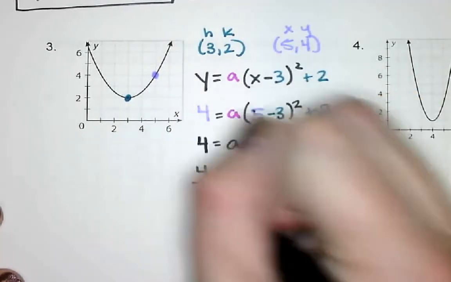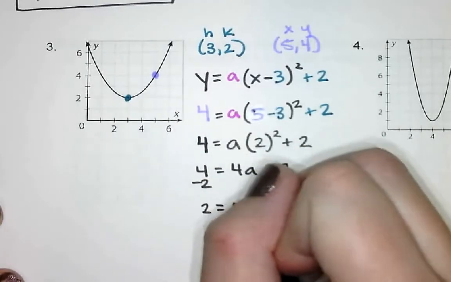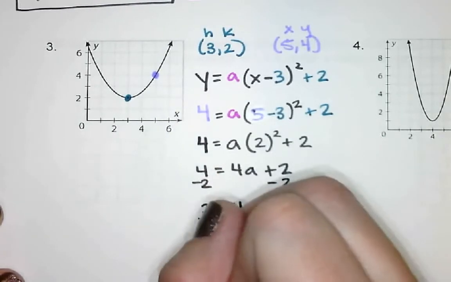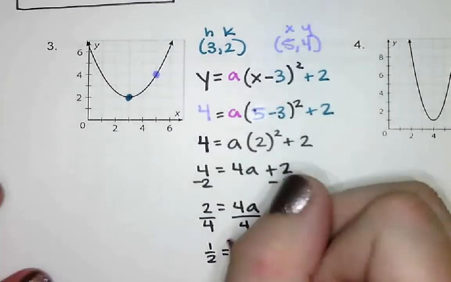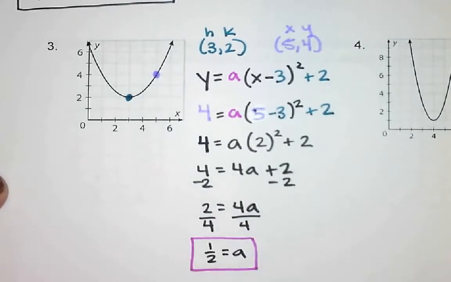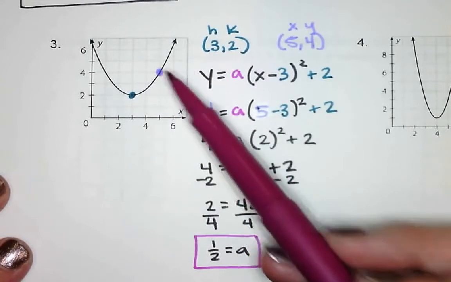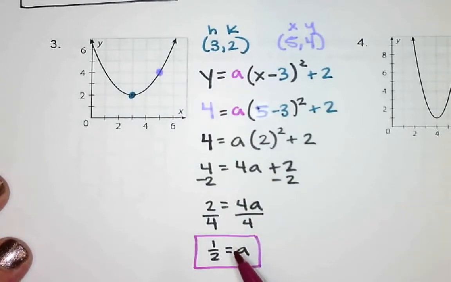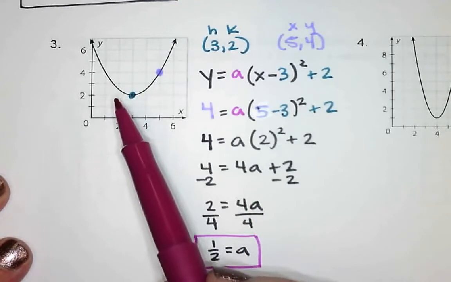So 2 is equal to 4a. Divide both sides by 4. And what is my a equal to, y'all? 1/2. Do y'all feel good about that? Also, look at your graph. Does that make sense for my graph? Is a positive? Yeah. Does my graph open up? Yes. So that should make sense here, all right?